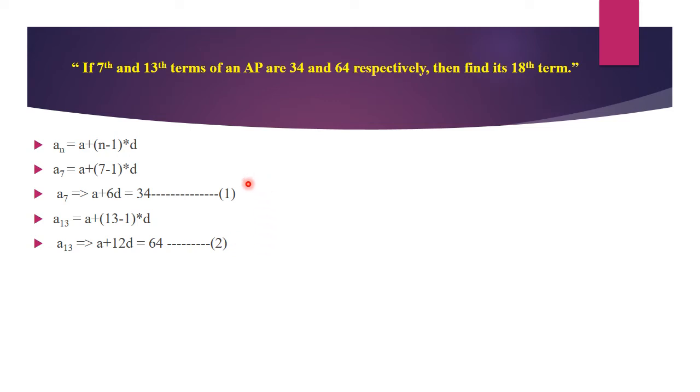The number of variables is equal to the number of equations here. So if you want to find the value of those variables, the number of equations required will be equal to the number of variables. Here two variables we have and two equations we have. Therefore by solving these two equations I can easily find a and d.